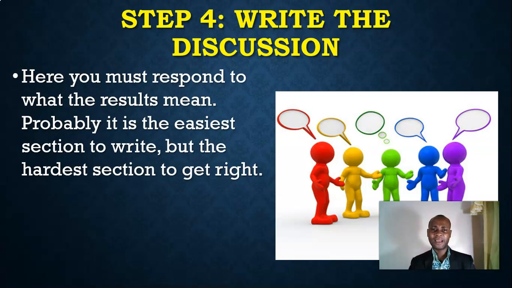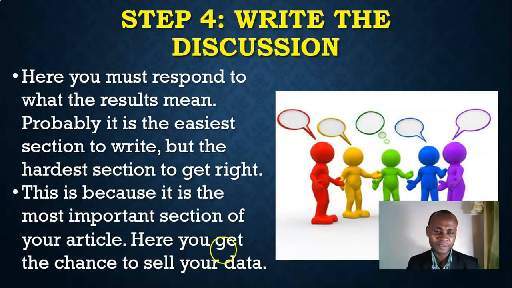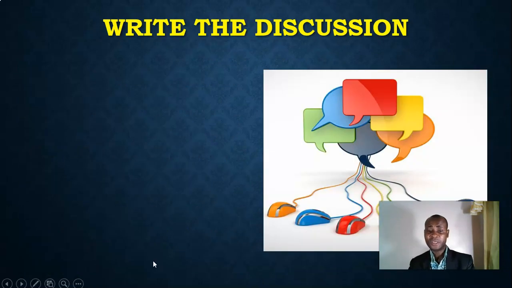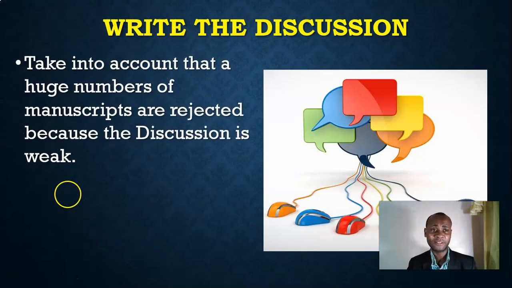Okay, step 4, writing the discussion. Here you must respond to what the results mean. Probably it is the easiest section to write, but the hardest section to get right. It is the easiest to write, but hardest to get right. This is because it is the most important section of your article. Here you get a chance to sell your data.